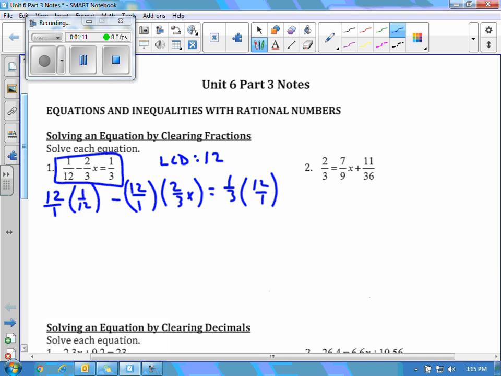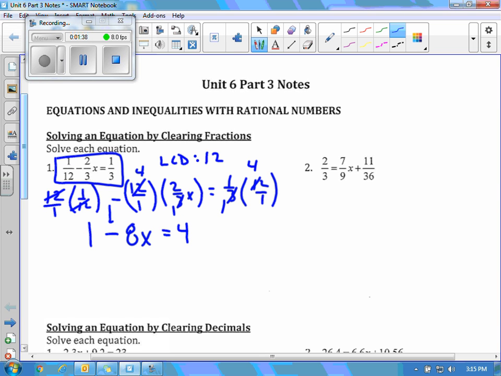Now, the reason why we do this, if you look at this first one, 12 and 12 cancel each other out, so I'm just left with 1. 12 and 3 reduce to 4 and 1. So when I do 4 times 2, I get 8x. Notice that the negative is still there. And then on the right side of the equation, 12 and 3 reduce again. This is 1, this is 4. So I just have 4 over here. So I've made it a lot easier to work with these numbers.